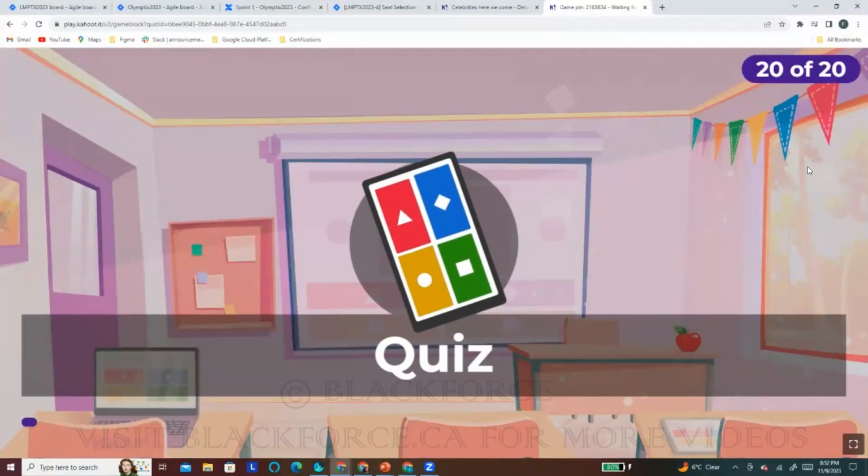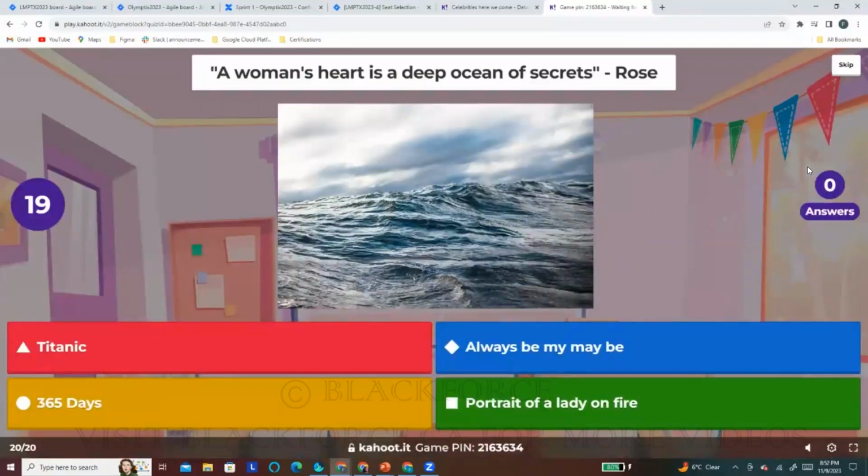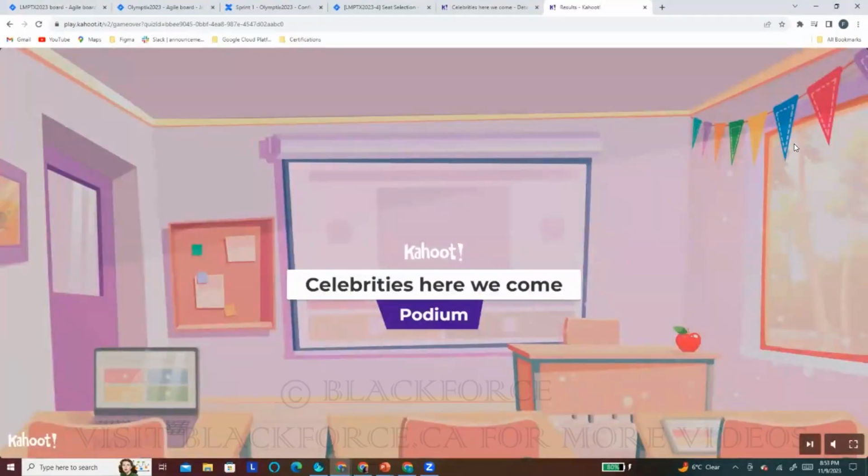Okay, final question. A woman's heart is a deep ocean of secrets. This was said by Rose in what movie? The movie is for lovers too. People that love. Let's see. A woman's heart is a deep ocean of secrets. Titanic. Oh my God, almost everyone got it. Oh, we must really love that movie. Titanic. Yes. And that ends the game.